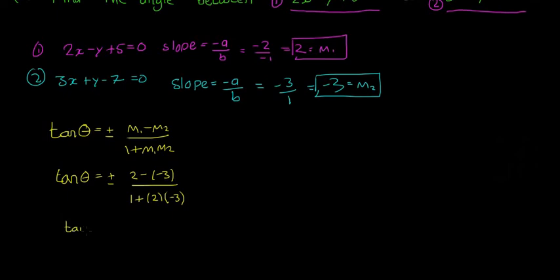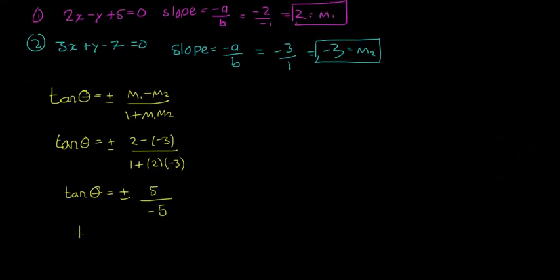So we're going to have tan of theta is equal to plus or minus 2 minus minus 3, which is 2 plus 3. So that's going to be 5. And 1 plus 2 multiplied by minus 3, that's going to be minus 6. So we're going to have minus 5 on the bottom. So that means that tan of theta is equal to plus or minus of minus 1. And that, funny enough, becomes that tan of theta is equal to plus or minus of 1.